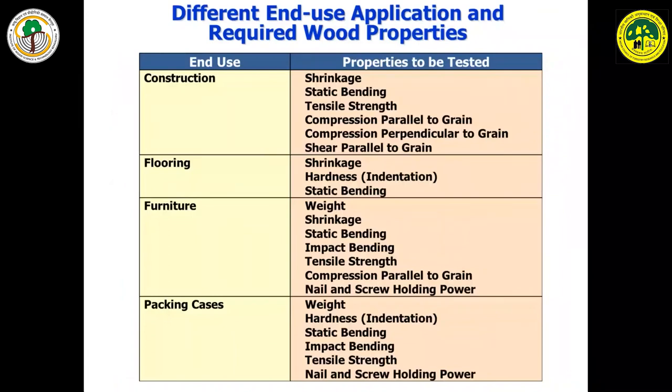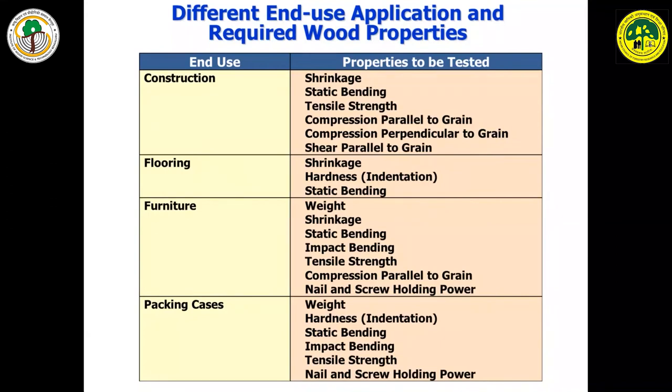So we can say that for construction, suppose we want to use the wood, then what are the properties which should be tested? Sinkage, static bending, tensile strength, compressive strength parallel to grain, compressive strength perpendicular to grain, shear parallel to grain. So the different end uses require a different set of properties. Then only we can group the timber for whether it can be used for this use or not.